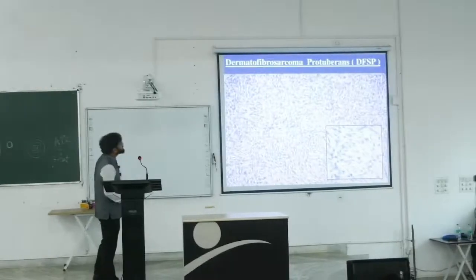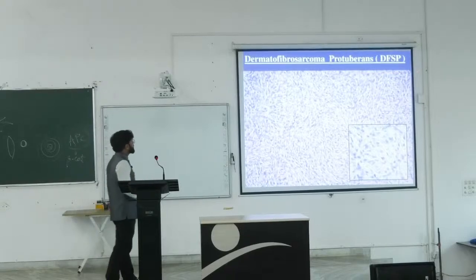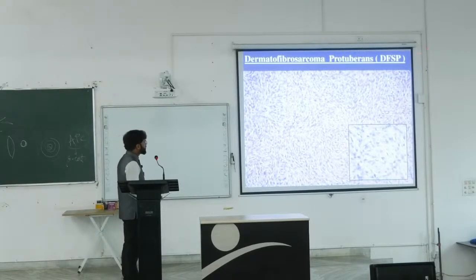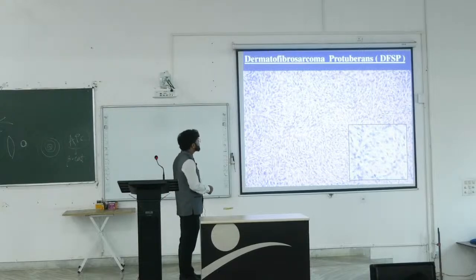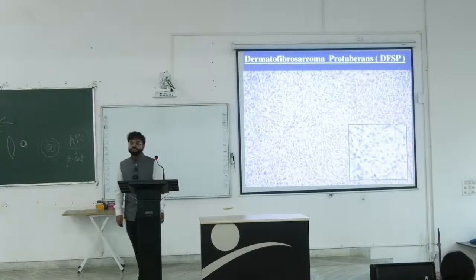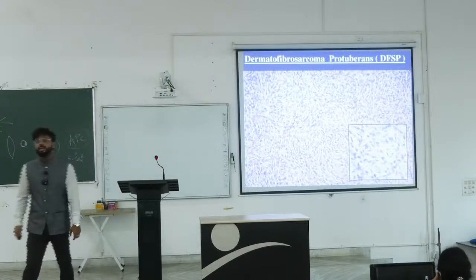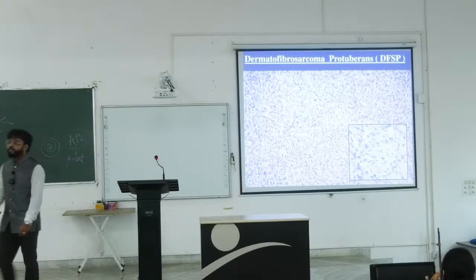See, the most important histopathological character of DFSP, dermatofibrosarcoma protuberans, is that the cells are arranged in a cartwheel pattern. Suppose this is the center, and the cells are arranged surrounding the center in a centripetal fashion. It is known as the storiform or cartwheel arrangement. It is a histopathological feature of DFSP. An intermediate group can be transformed into malignant group.